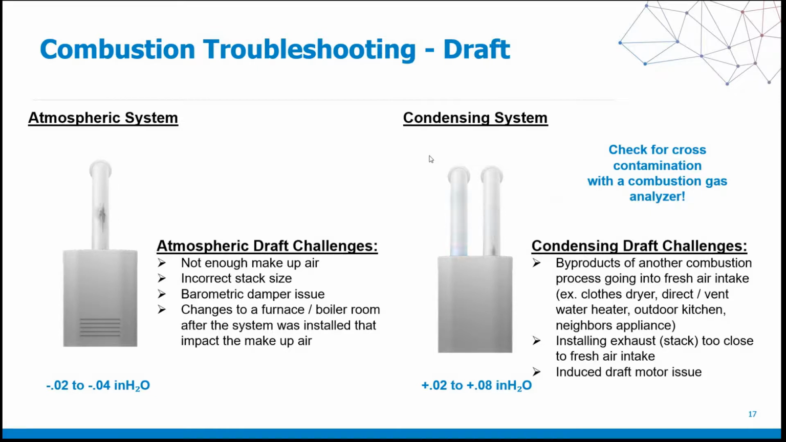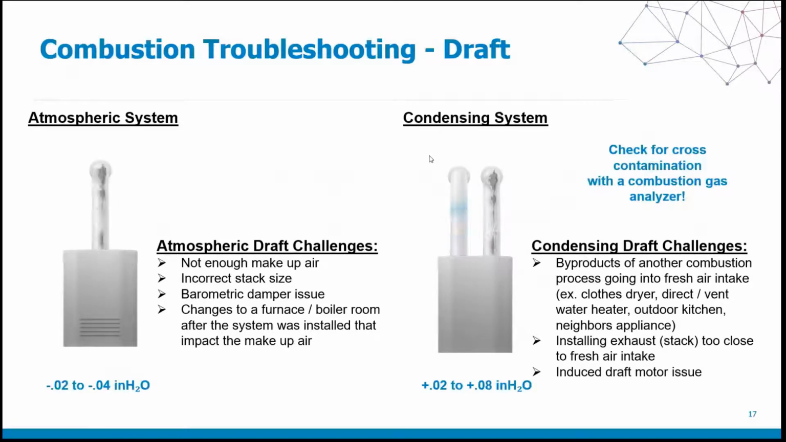When we talk about atmospheric, some of the challenges to an atmospheric draft system is not enough makeup air. Again, do we have a furnace room that's been changed that's impacting the amount of makeup air in that space? Do we have incorrect stack size? Do we have a barometric damper that's being hung up? So these are some of the things to check when we look at atmospheric.